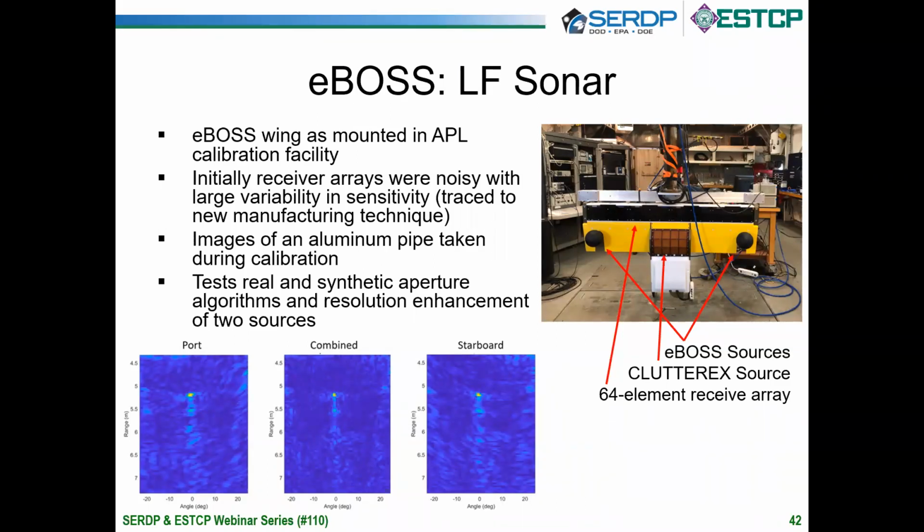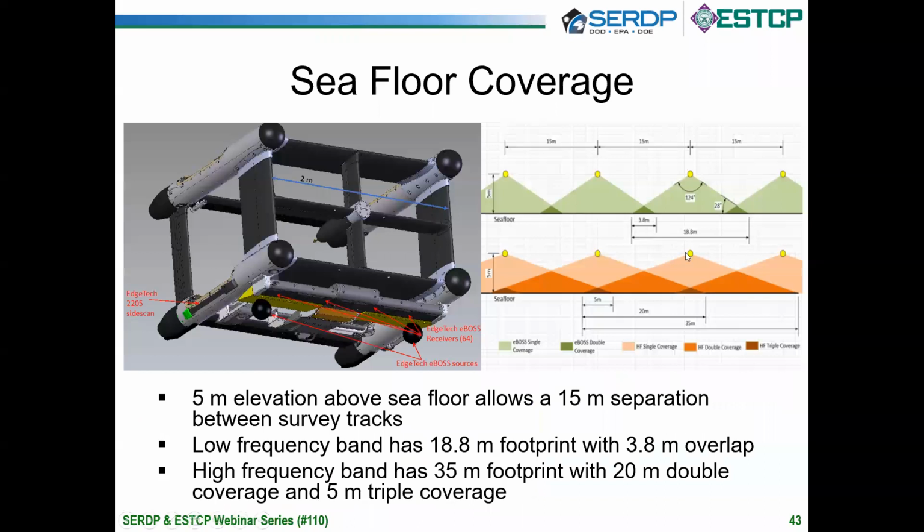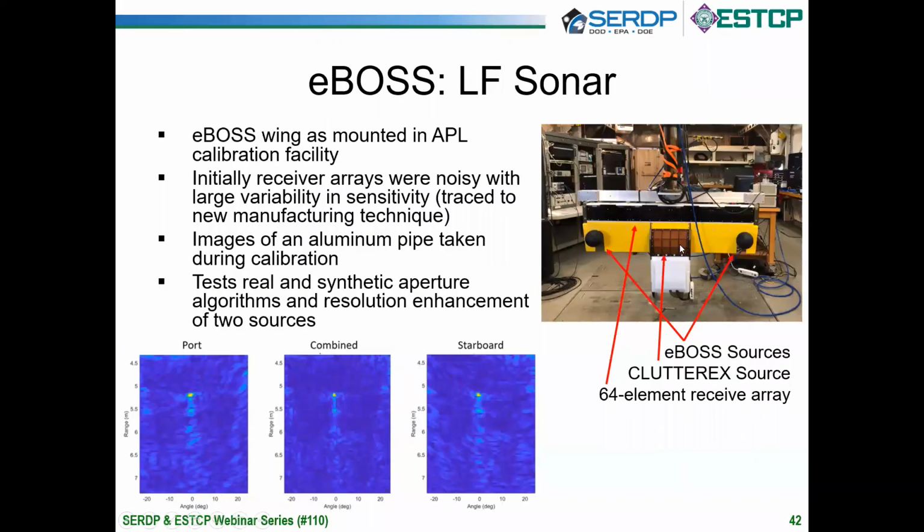When the initial design of the system was put together, only one of the two EBOS sources was conceived. And if we only had one source, whether it was on the starboard side or the port side, we wanted to know how well we could resolve a target. And so what you're seeing along the bottom are 3 simulations. We have a port side, assuming the source was on the port side, and then on the far right is assuming a single source is on the starboard side.